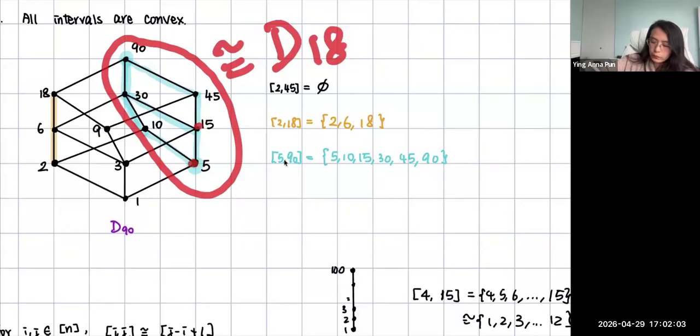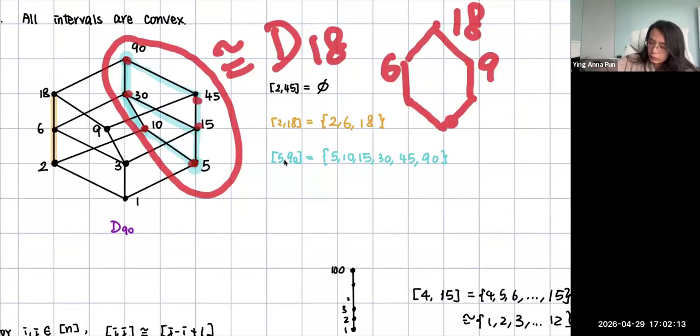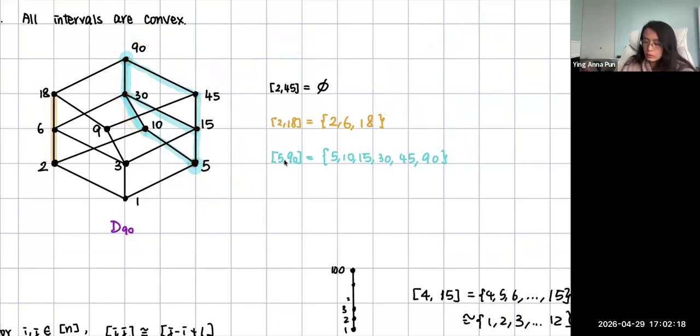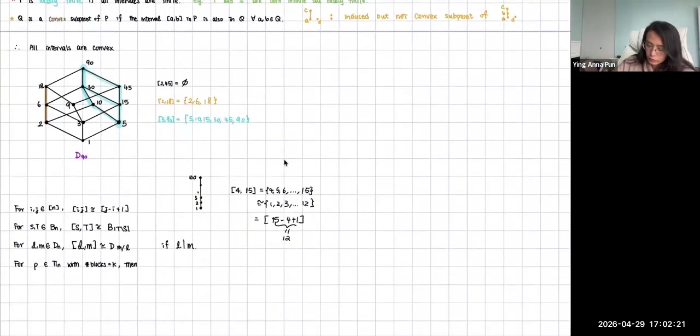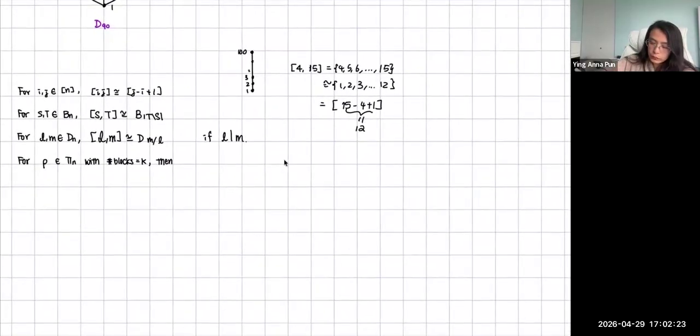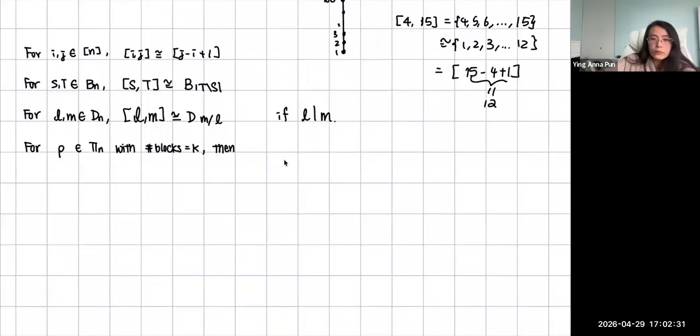Because you can just divide everything by 5, and then you would get 18, and then 6, and then 9, and then you will get 1 and 2 and 3, and then you have this guy, right? So that's isomorphic to D18. So the interval itself, you can see that they are also a subposet.